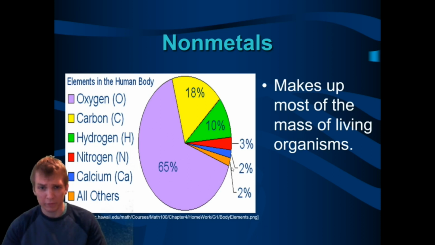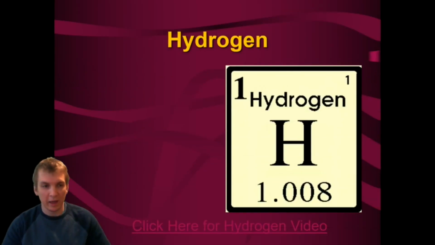But you can take a look. If you just found all of the elements in the human body, 65% of it is oxygen, which is kind of crazy to think about. And then a lot of it is hydrogen and carbon as well. So close to 90% is just those three elements, and then you have a little bit of some other ones as well. So nonmetals do make up the mass of living things, and without the nonmetals, you wouldn't necessarily have life. To talk about the most important nonmetal, though, it's probably hydrogen.